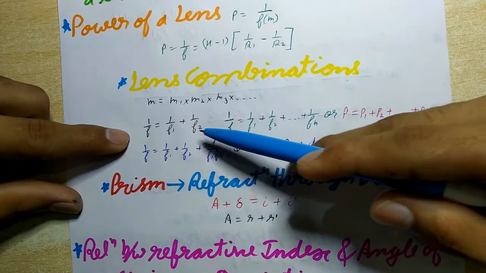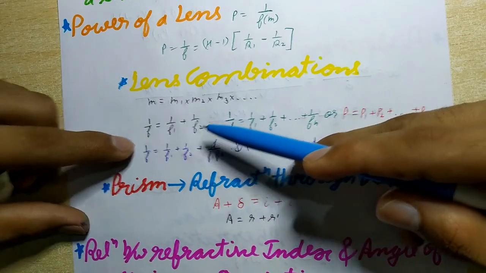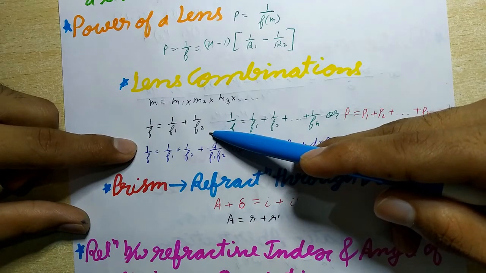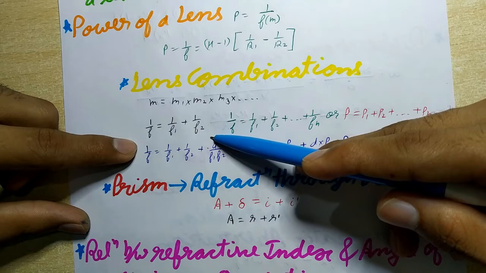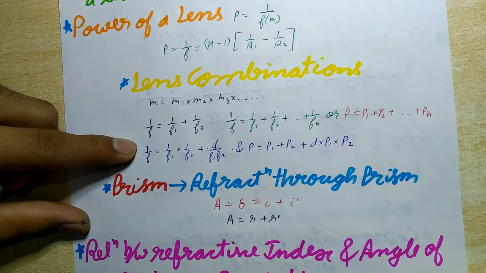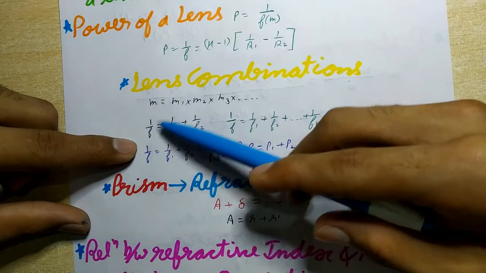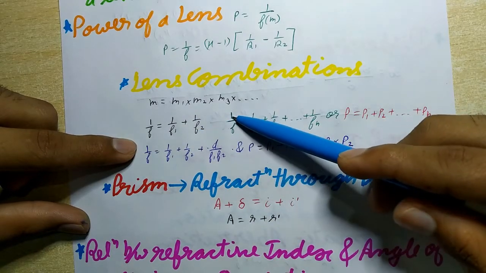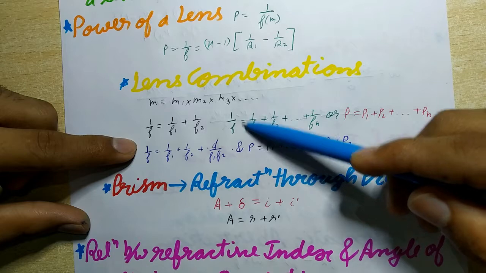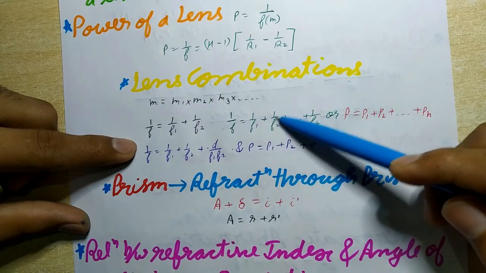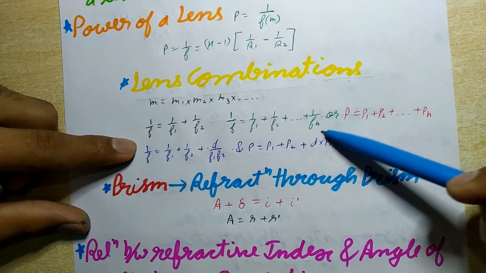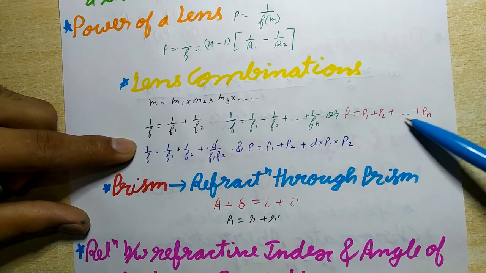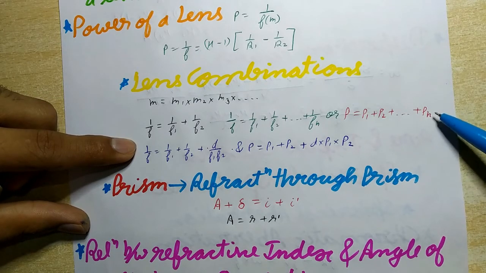Next, this formula is for the combination of focal length f of two thin lenses of focal lengths f1 and f2 placed in contact: 1/f = 1/f1 + 1/f2. And for n thin lenses in contact, 1/f = 1/f1 + 1/f2 up to 1/fn. Or we can say that P = P1 + P2 up to Pn.